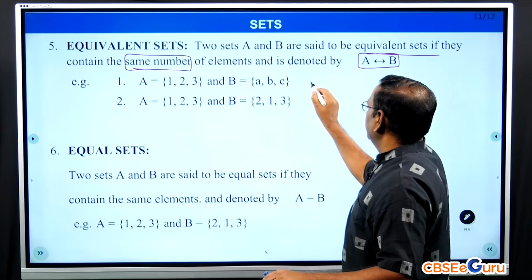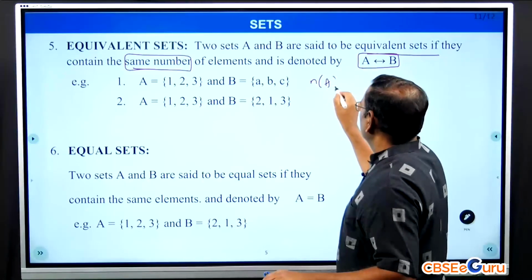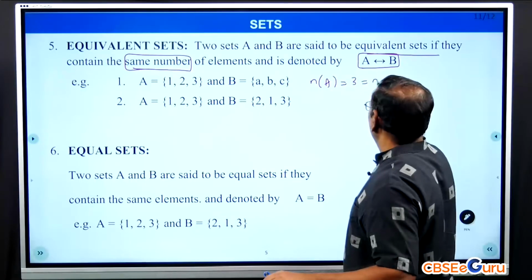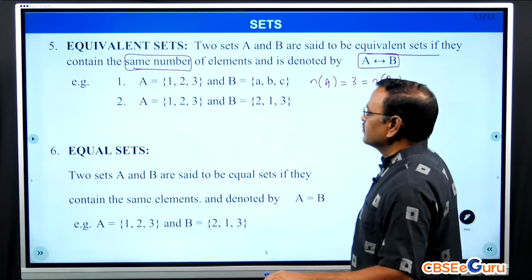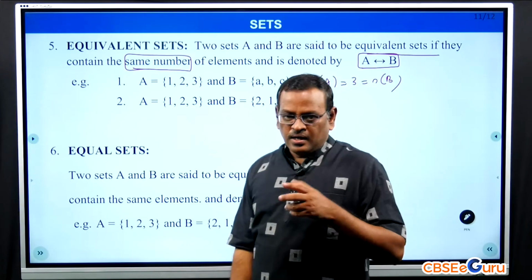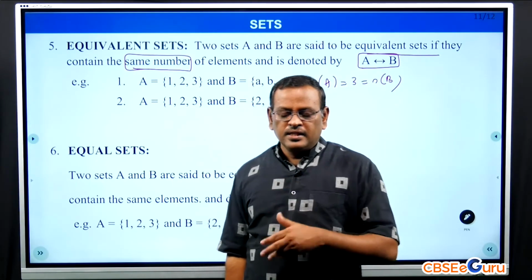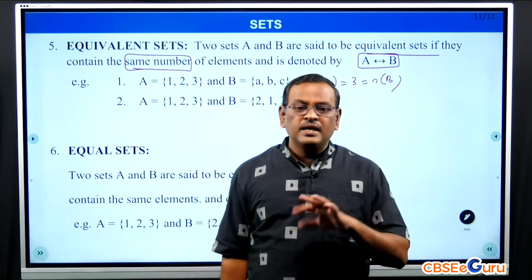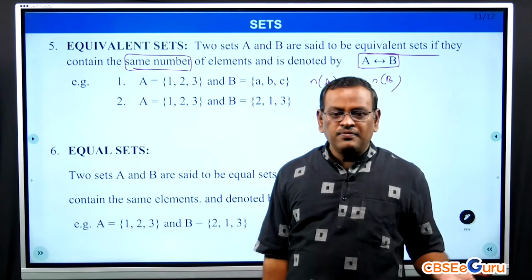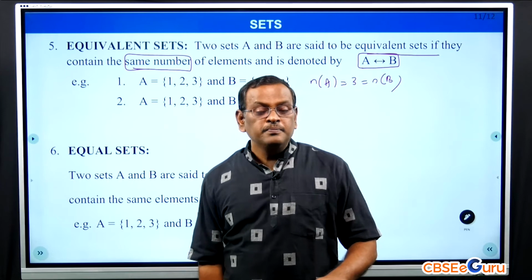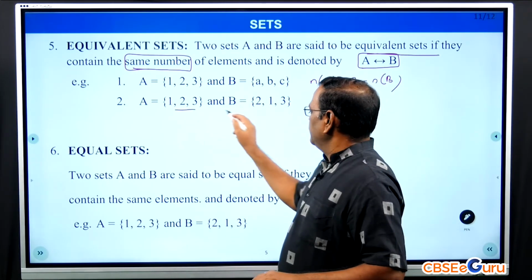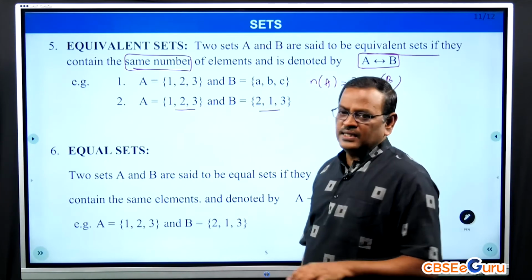What is the definition? Same number of elements. So what is n of A? n of A equal to 3. And what is n of B? n of B equal to 3. If the total number of elements are the same in both the sets, then those two sets are called equivalent sets, irrespective of the type of elements. Maybe one set may contain alphabets and the other numbers, still equivalent sets. And here also 1, 2, 3 and 2, 3, 1. So you can say this is equivalent.